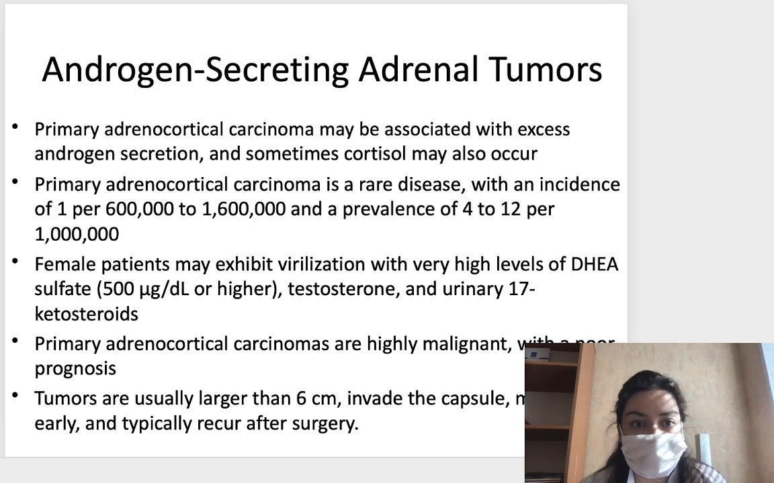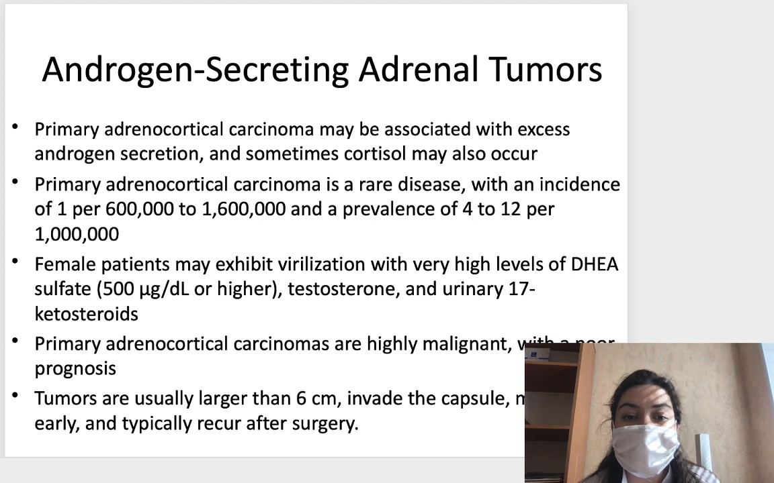Androgen-secreting adrenal tumors. Primary adrenocortical carcinoma. It is a very dangerous disorder that may be associated with excess androgen secretion, and sometimes cortisol excess may also occur. Primary adrenocortical carcinoma is a rare disease with an incidence of 1 per 600,000 to 1.5 million people, and a prevalence of 4 to 12 per 1 million people.